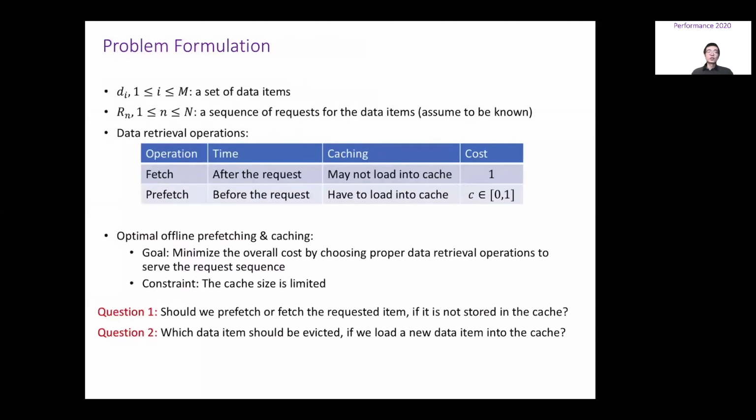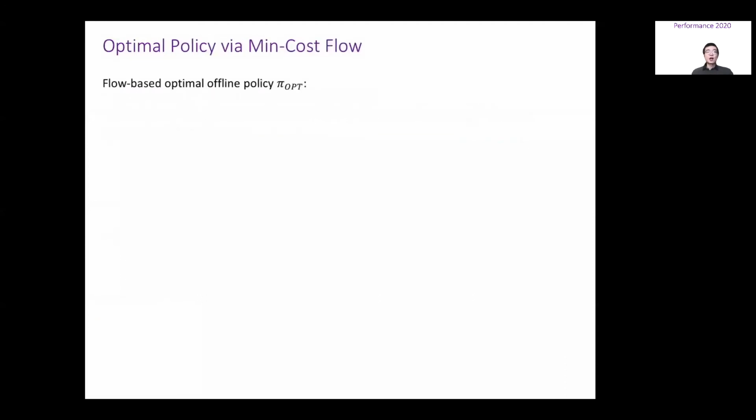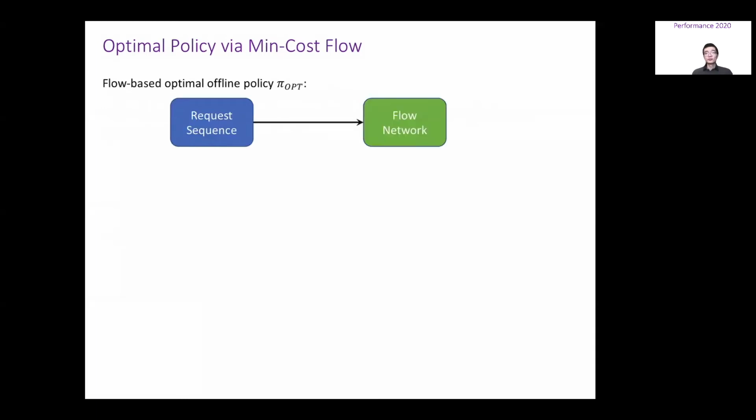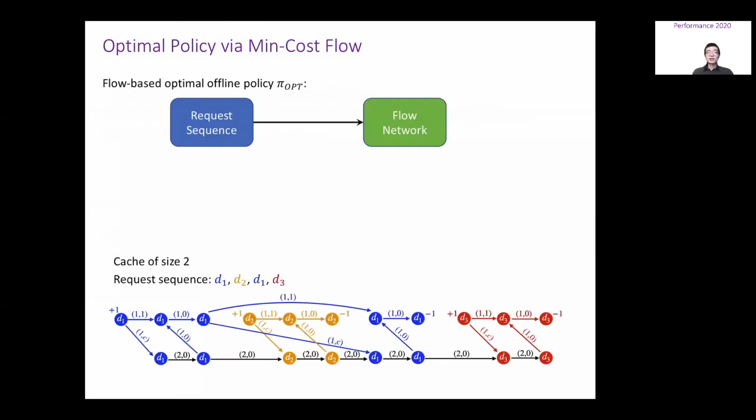And in this paper, we propose a flow-based optimal offline policy to solve this problem. Specifically, for each request sequence, we will first construct a flow network. For example, if we have a cache of size 2 and the following request sequence, we will construct such a flow network where each request is represented by a bunch of nodes, and the nodes are connected by edges. In the paper, we give detailed information about how to construct such flow networks.